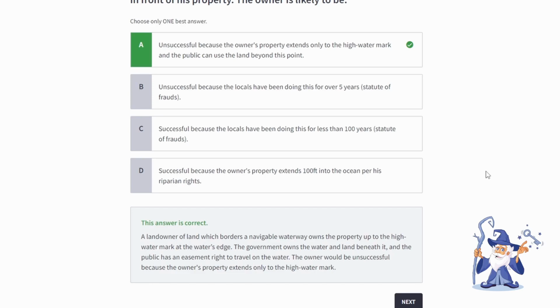You need to be familiar with these water rights, obviously, because maybe you guys are watching this video in Florida or other areas where there's, maybe surrounded by water, things like that. It comes up all the time. So they really want you to be familiar with this kind of stuff.